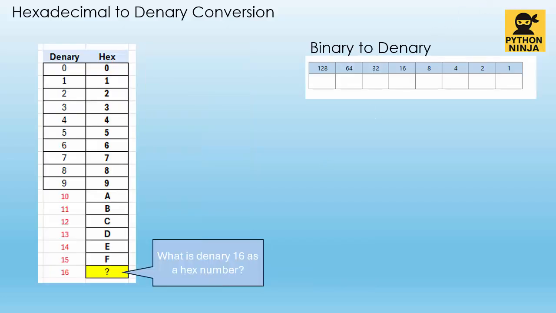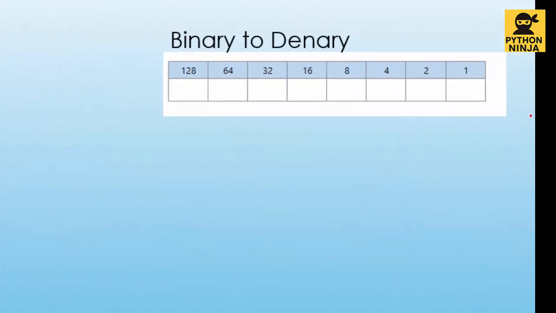Before we do the hex to denary conversion, let's recap where we are with our binary conversion. We've used this table many times to convert a binary number to a denary number, and we know, for example, that if we have a binary number 101, that is equivalent to the denary 5, because we are using this column but not this column, and we are using this column.